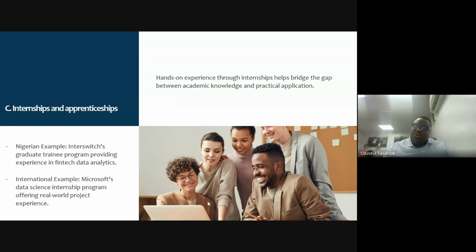The other one you can take advantage of would be internship and apprenticeship. I understand, as an HR practitioner, when people come in and say, I'm looking for a job, how can you really help me? But I've seen people who have walked in and said, look, I'm ready to offer my services free. All I want is to come in as an intern. I want to learn.